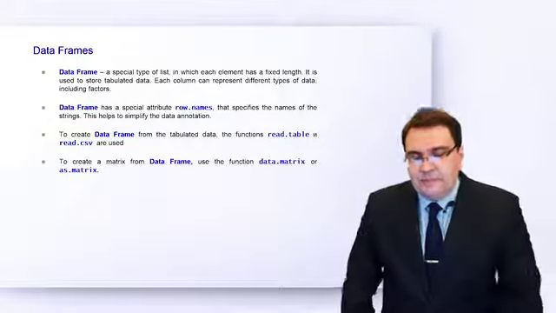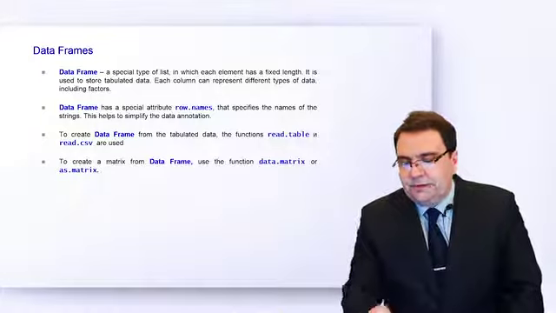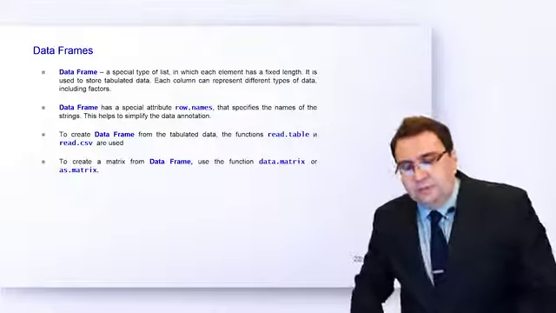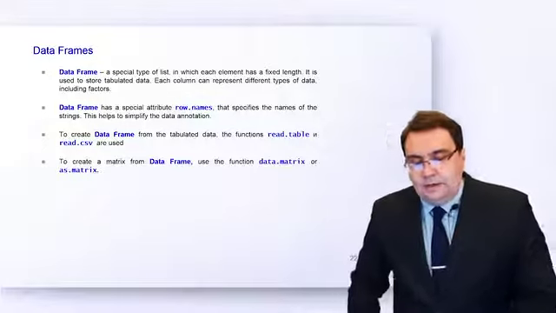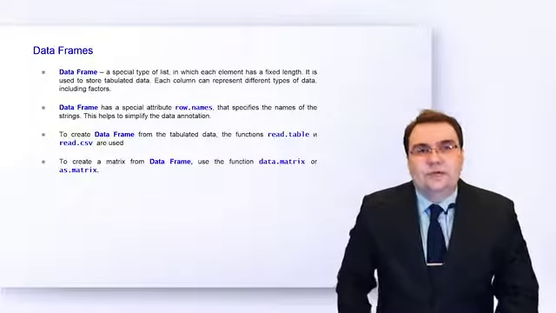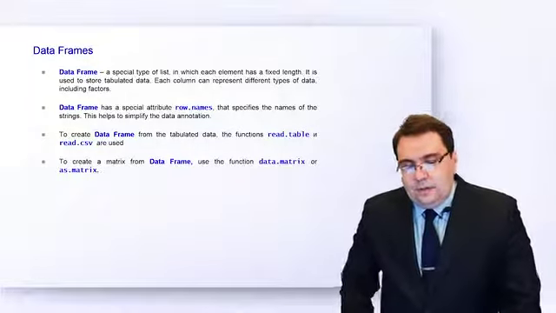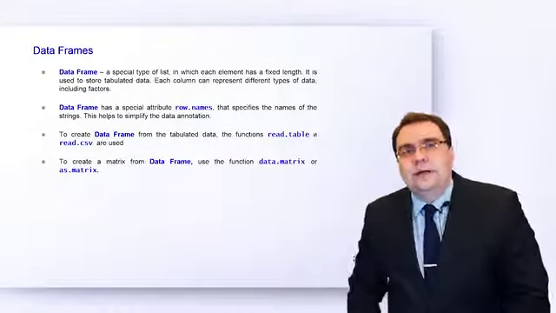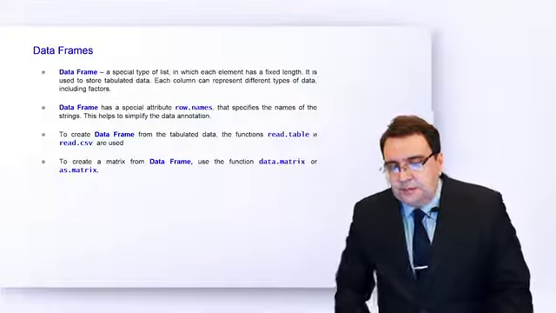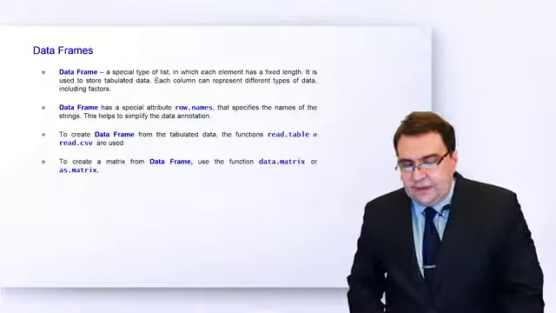A data frame has a special attribute, row names, that specifies the names of the rows. This helps significantly to simplify the data annotation. You can create a data frame directly from your data, just use the functions read.table and read.csv. Or if you need to create a data frame from your script, you just use the function data.frame.